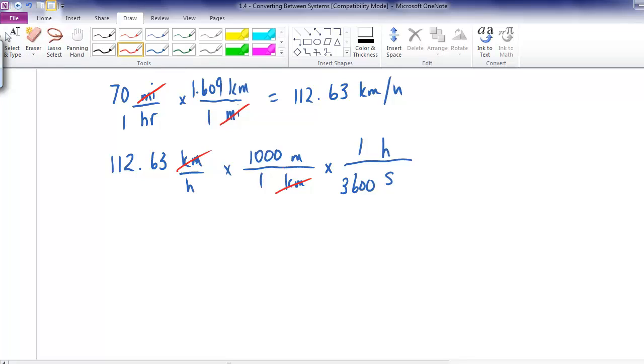Again, with our unit analysis approach, we end up with hour cancels out hour, and what we're left over with is meters on the top, seconds on the bottom. That's what I want. And now all I have to do is go ahead, plug those all in my handy-dandy calculator, and I end up with, well, 70 miles an hour is 112.63 kilometers per hour, which is 31.29 meters every second.